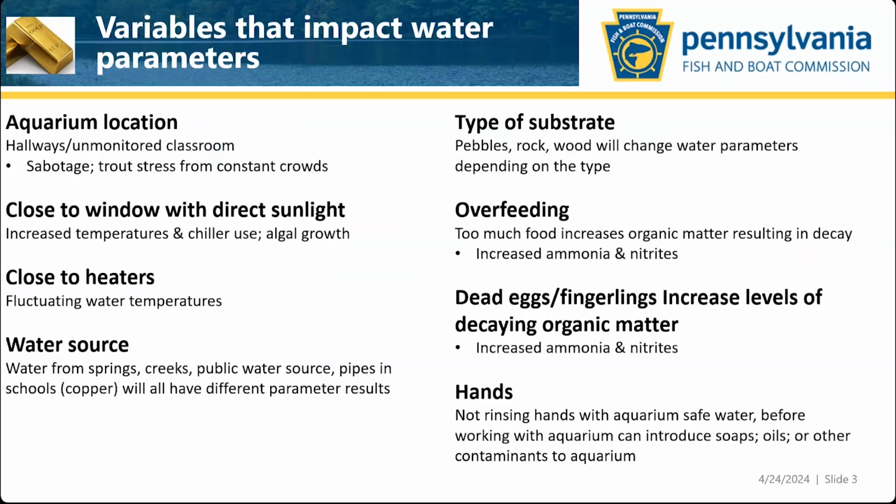Another problem you could have is the type of substrate you put in. We might mention this a little later, but with small pebbles and rockwork, if you use limestone, it could raise your pH. If you use sandstone, over time it could lower your pH. One of the big problems is overfeeding, because that can cause an imbalance in your nitrogen cycle, causing increased ammonia and nitrites, and it stresses out the fish quite a bit. If you do not remove any dead eggs or dead fish, that can also lead to an imbalance in your nitrogen cycle and cause some problems.